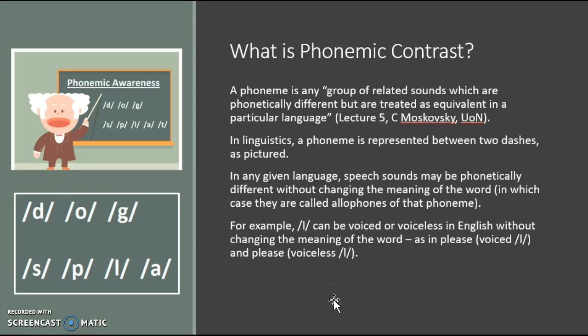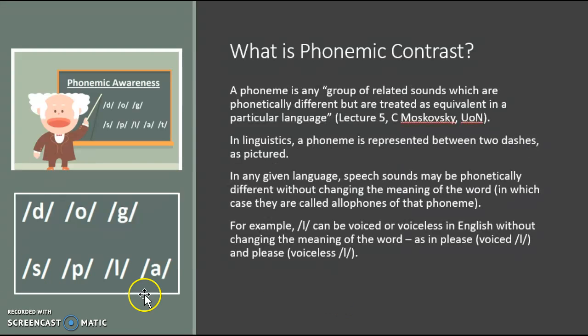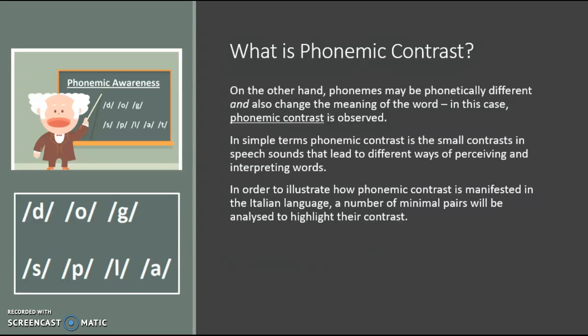For example, L can be voiced or voiceless in English without changing the meaning of the word, as in the example please with a voiced L or please with a voiceless L. So those are both different allophones of the phoneme L. Okay. On the other hand, phonemes may be phonetically different and also change the meaning of the word. In this case, phonemic contrast is observed.